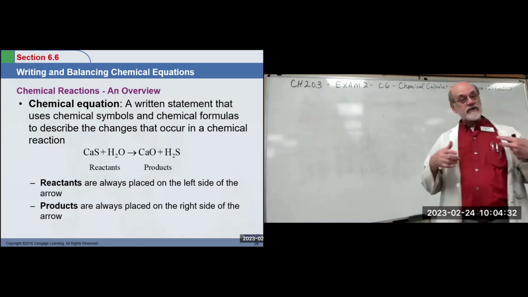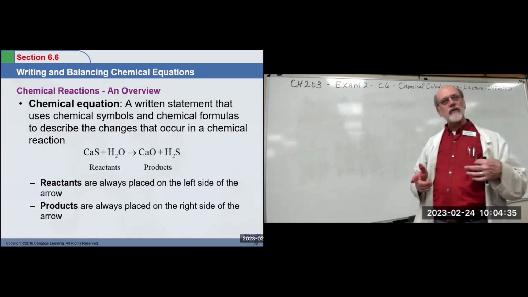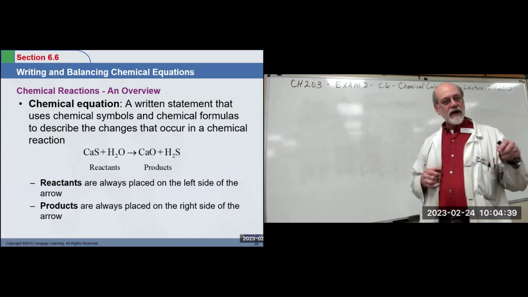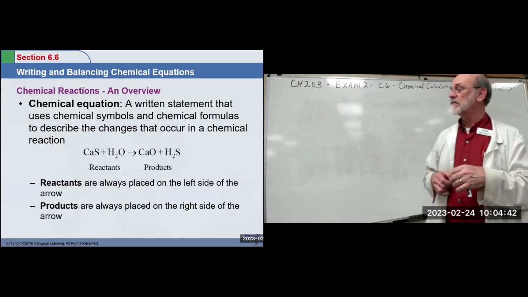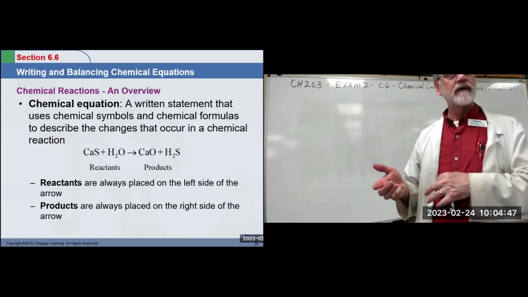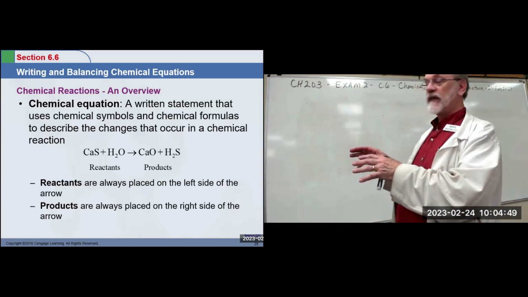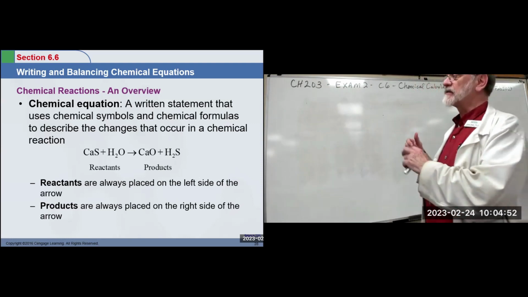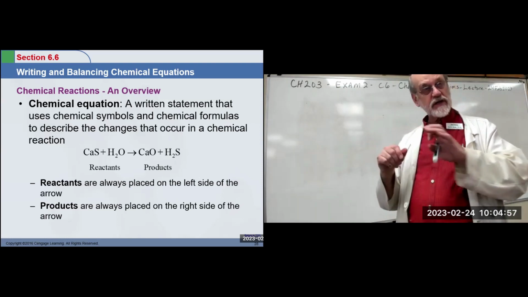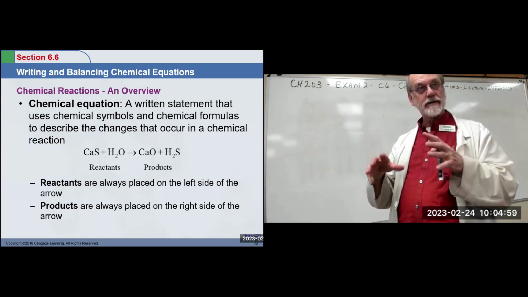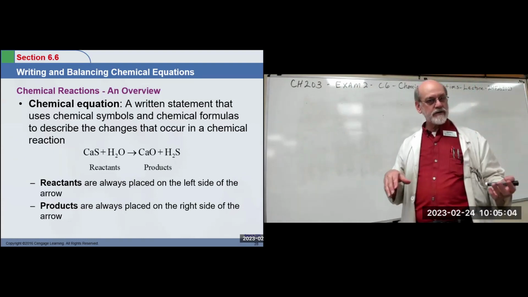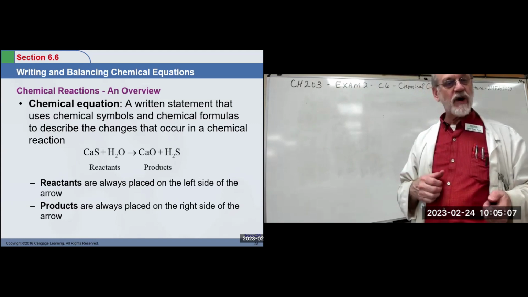First is the way that the equations are written. Reactants are always first on the left. We go left to right. So we write whatever the reactants are, separate reactants, calcium sulfide plus water is, in this case, the reactants. And then we have an arrow to the right that says when those two react under the conditions that are defined for this reaction, we get calcium oxide plus hydrogen sulfide. Those are the products.